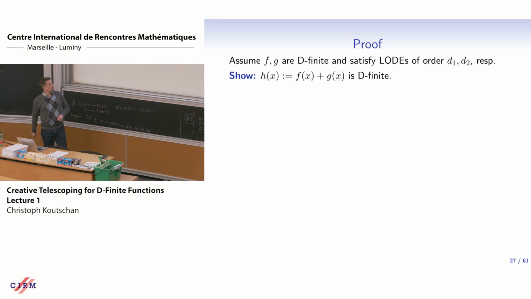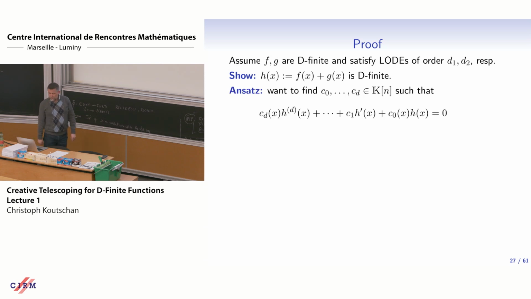We have two functions, f and g, and we assume they are both D-finite, so they both satisfy a linear ordinary differential equation of a certain order, d1 and d2. And now we want to show that the sum, which we call h, is again D-finite. So we shall show that there exists a certain order d, that at the moment we don't know yet, and coefficients c0 up to cd, such that h satisfies such a differential equation. This is what we want to show.